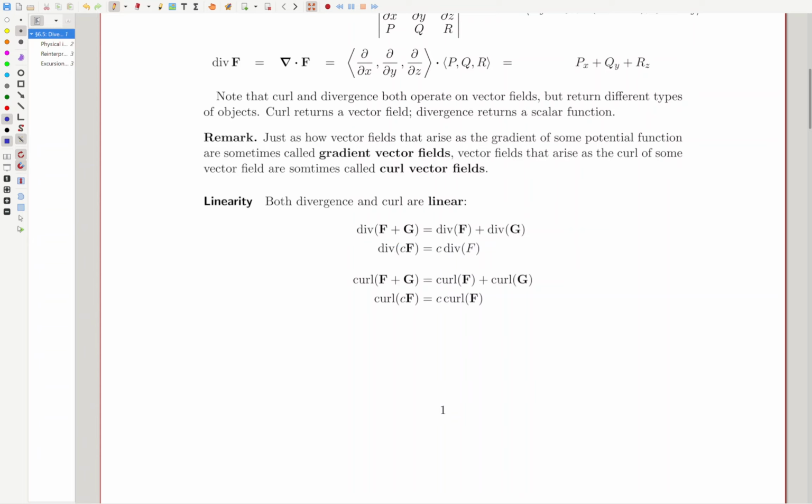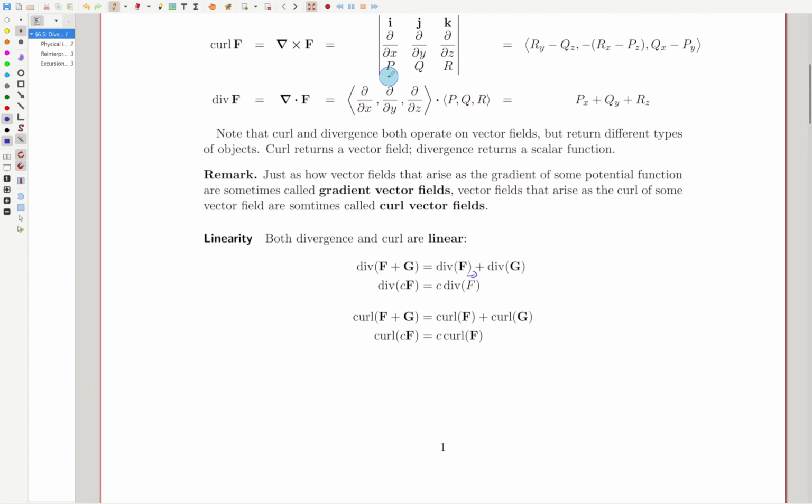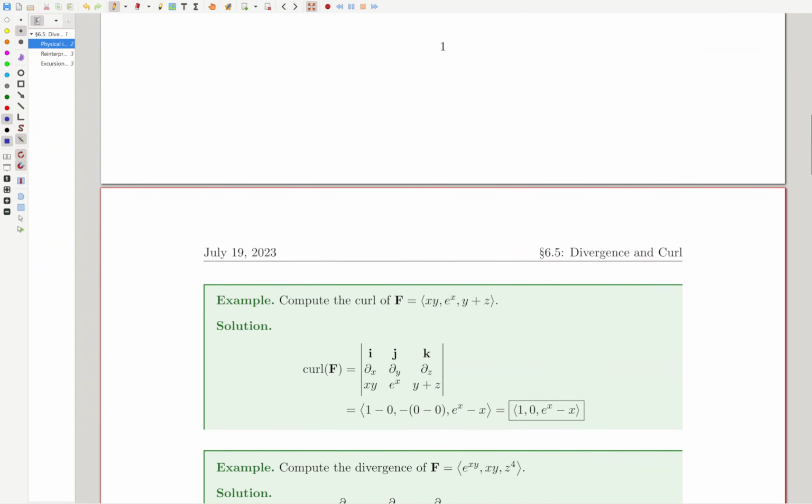And also scalar multiplication. You can pull scalars, little typo, that's supposed to be bold, you can pull scalars out of applying divergence or of applying curl. Right? So that should seem reasonable, especially given the definitions here. All of these properties should be reasonable.